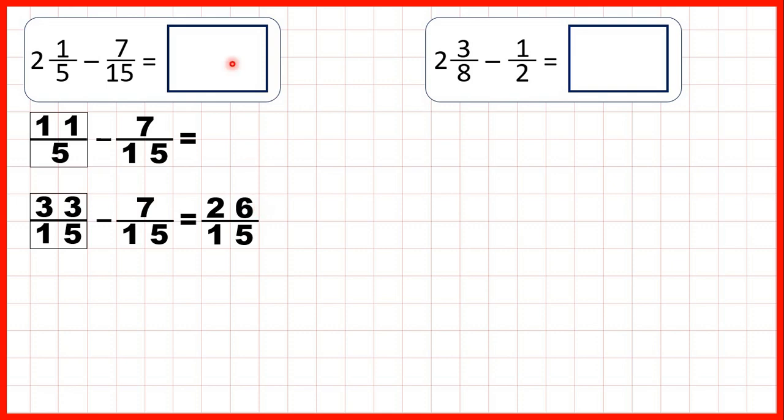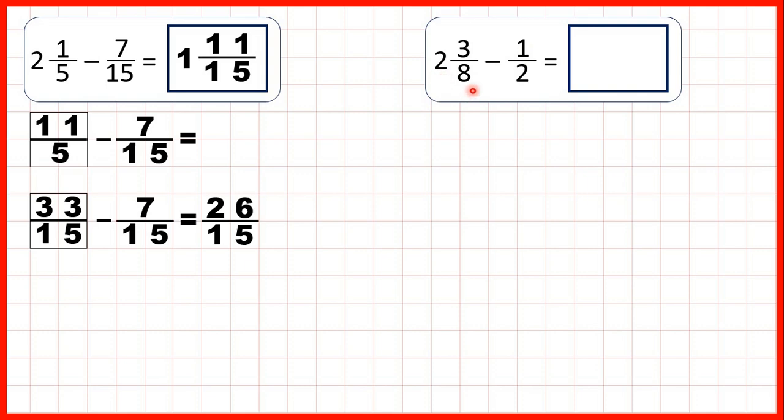So as an improper fraction, our answer is 26 fifteenths. But we can turn that back into a mixed number by dividing. 26 divided by 15 is 1 remainder 11, and the denominator stays the same. And we can check that that works because 1 times 15 is 15, then if we add 11, we get 26. Now we have 2 and 3/8 minus 1/2.